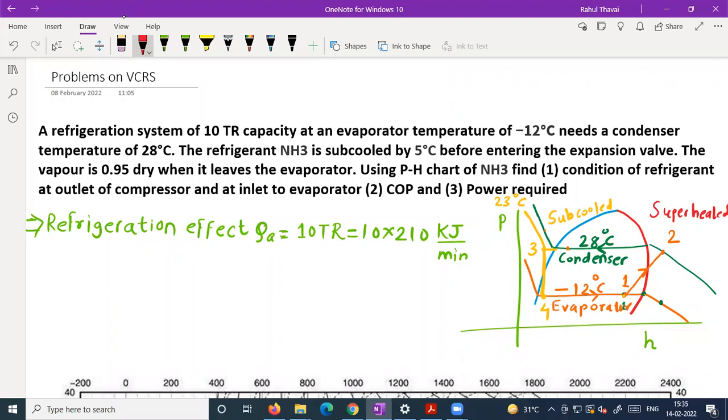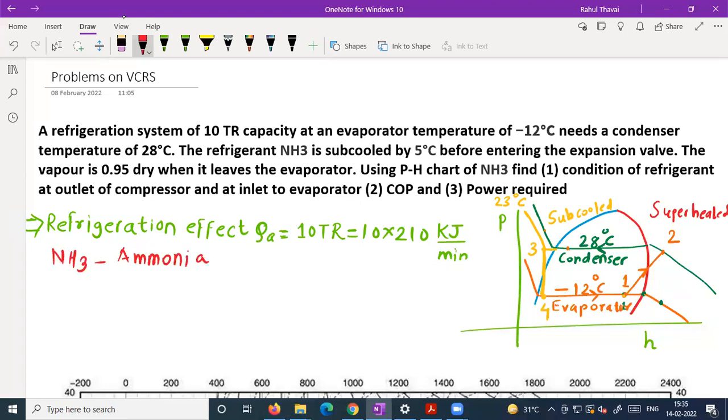Okay. Now what is being asked? Using the ph chart. Understanding of the problem is very important. Using the ph chart for NH3, that is ammonia. What is NH3? NH3 stands for ammonia.